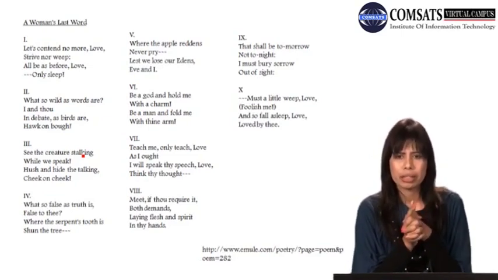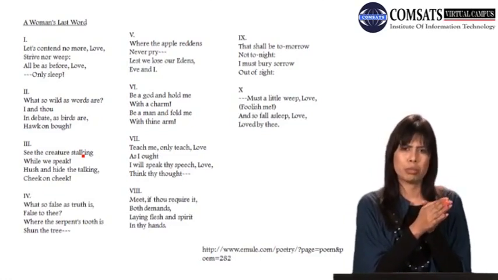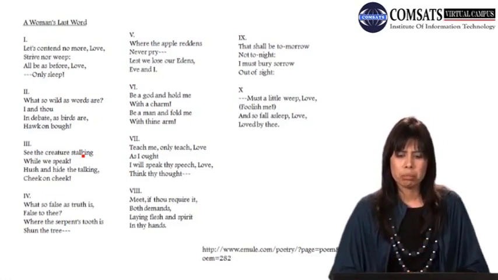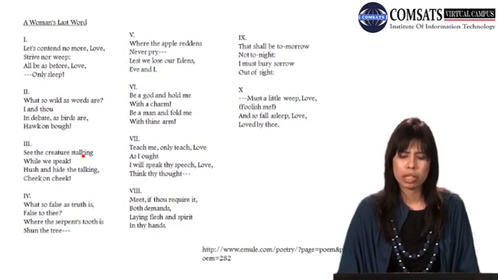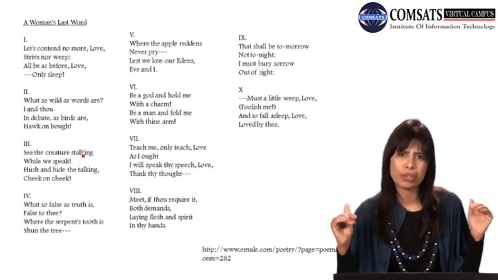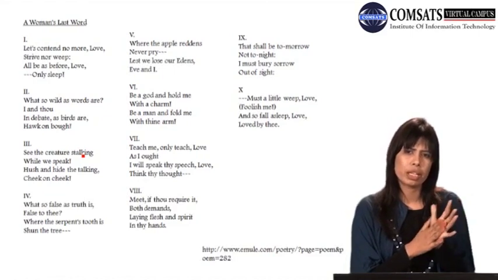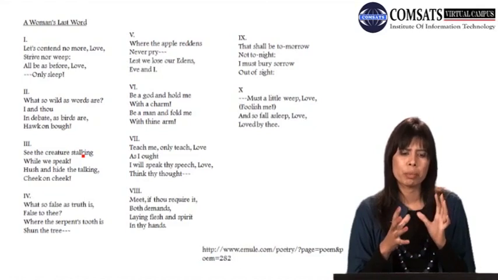Okay, for example, to night and tomorrow. All right, so here you put a pause between two parts of the words. Okay, must a little weep, love, foolish me, and so fall asleep, love, loved by thee. Alright, so here what is the significance of putting parentheses over here? You have to analyze it, go for the literal meanings first, and then the symbolic significance of the poem. So basically this is a very beautiful poem.